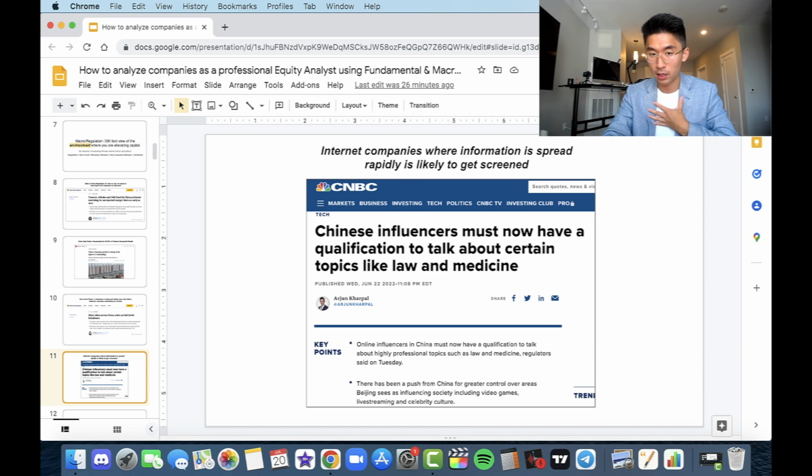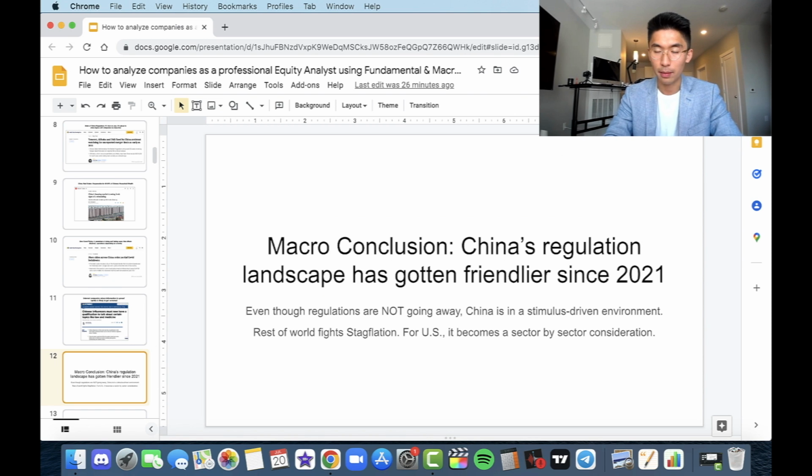But that is my opinion. Now, Chinese internet companies, because they have a large audience base, information is likely to get screened before it gets disseminated, and that's one consideration that people should have when they look at companies like Baidu.